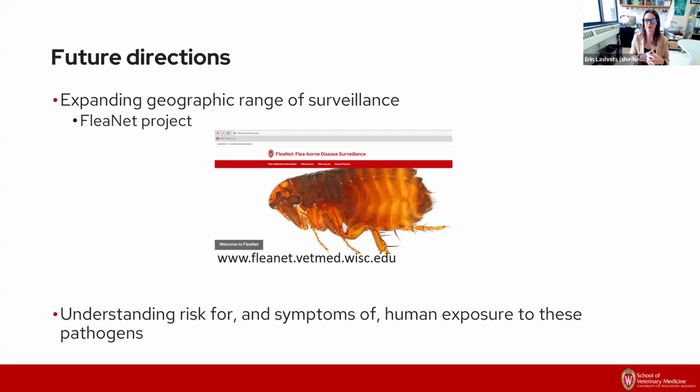The other direction that I'm hoping to take and continue to take in my research is understanding the risks for and the symptomatology and pathogenesis of human exposure to these pathogens. So not just what are the risk factors for Bartonella or Rickettsia from fleas and cats, but what does it look like when people actually get infected, and how can we mitigate some of those risks?